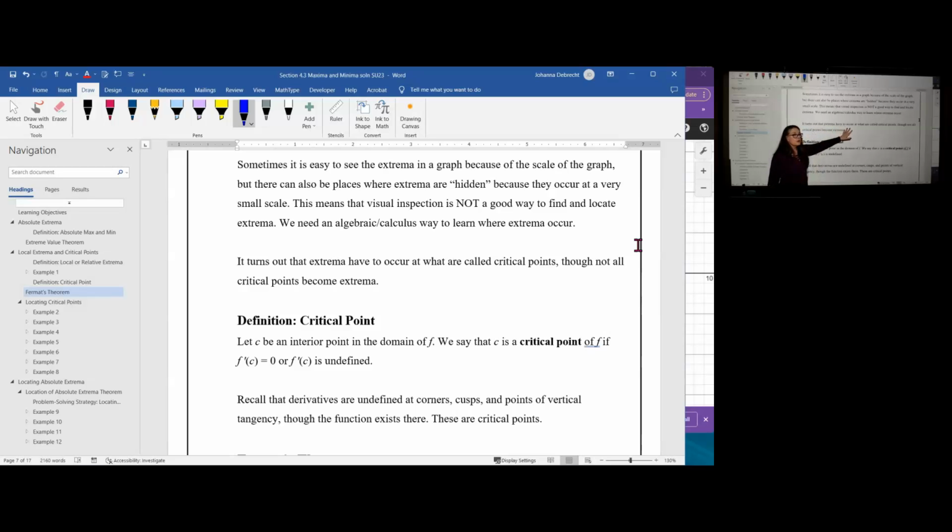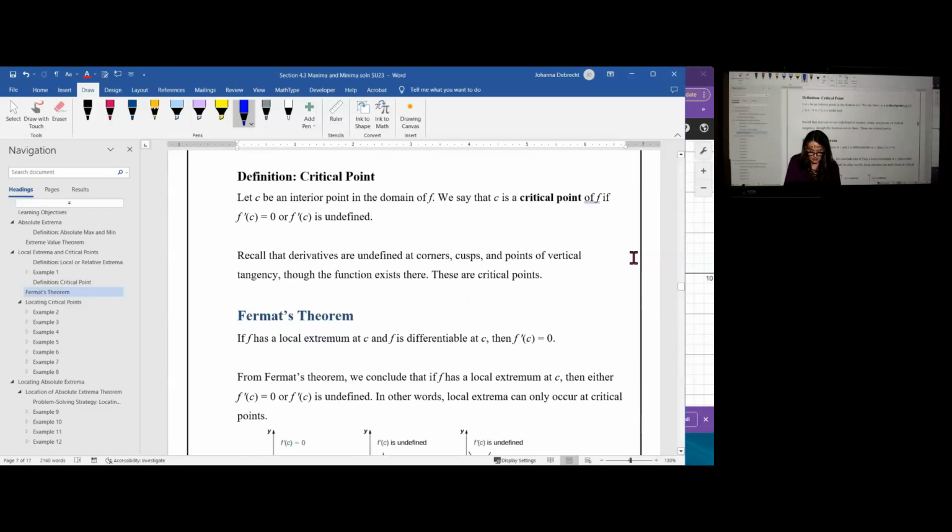It turns out that extrema, these maxes and mins, either local or absolute, have to occur at what are called critical points, but not all critical points become extrema. Let's talk about what a critical point is, and we're going to talk about Fermat's theorem. We're going to let C be an interior point in the domain of F. That's actually a truly important statement, and what it's telling you is that the function exists at C. It's not a hole in the graph. It does exist. It can't be a vertical asymptote.